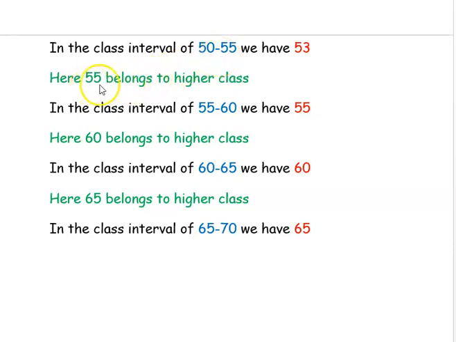Next we have the value 55. Again, 55 has to belong to the higher class, not the lower class, so it belongs to 55 to 60. Similarly, we have a value 60 that also belongs to the higher class, that is 60 to 65. Again we have 65 that also belongs to the higher class 65 to 70 and not 60 to 65. So these are all the places we have to concentrate more.